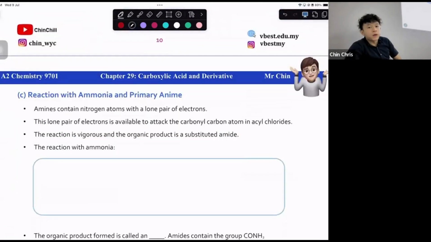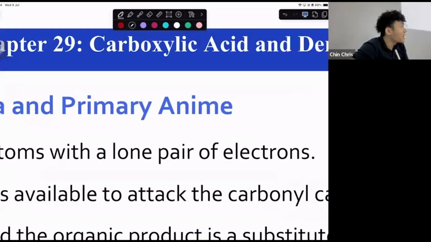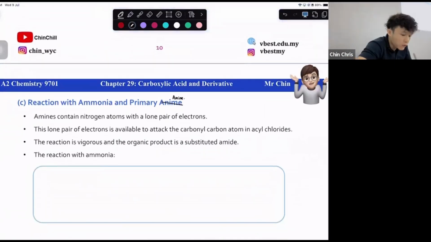Alright, guys, finally, the reaction of acyl chloride with ammonia and with a primary amine. Sorry for the wrong spelling: amine. Guys, what is an amine? Again, an amine contains a nitrogen atom with a lone pair.